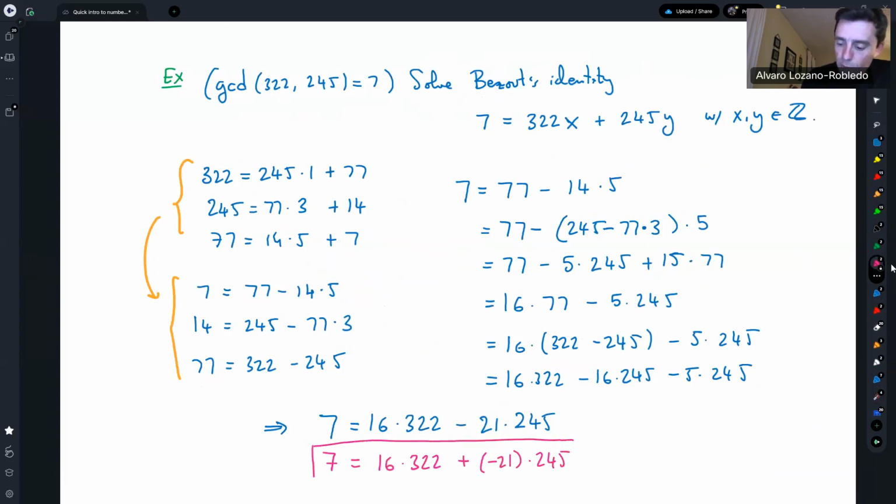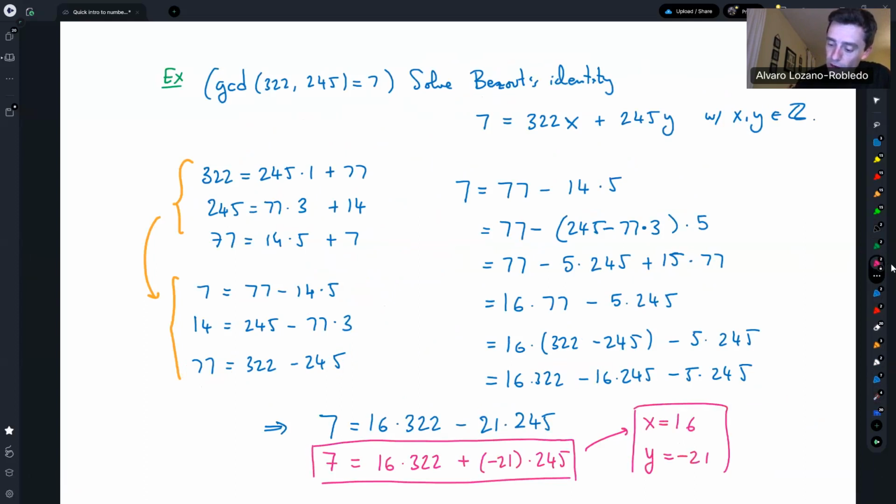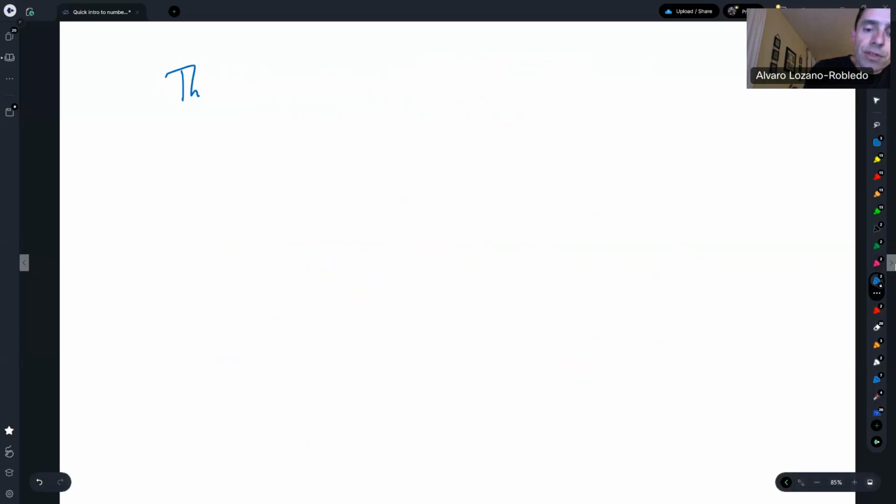And that is a linear combination of the GCD in terms of integers and the numbers that I started from, 322 and 245. So the solution was that x is 16 and y is minus 21. So that is my solution to this equation. And again, this will be used to find multiplicative inverses later on. But more generally, what this algorithm is doing is finding one solution of Bezout's identity, but in fact, you can find all of them. So let me show you the actual theorem of how to solve Bezout's identity.